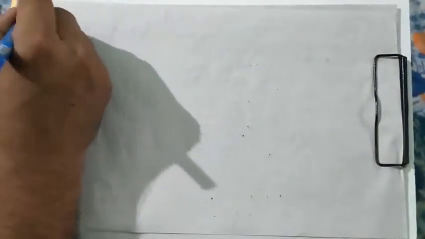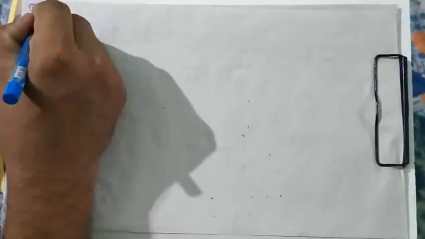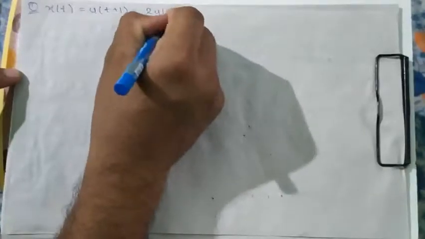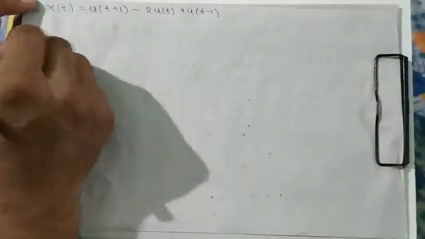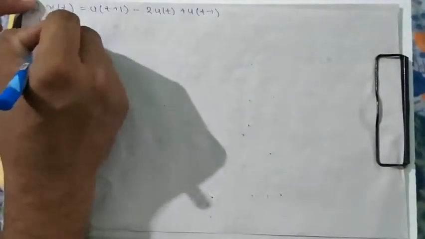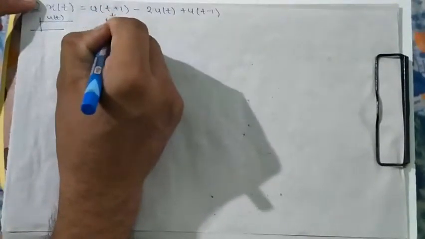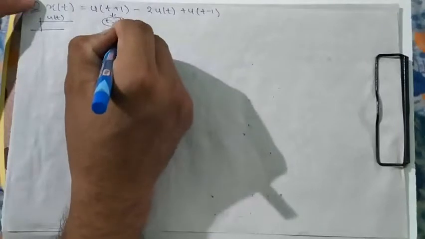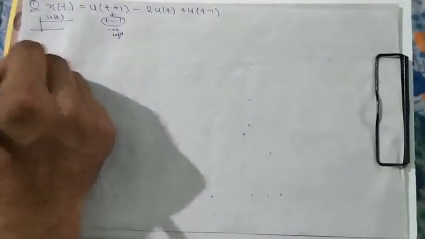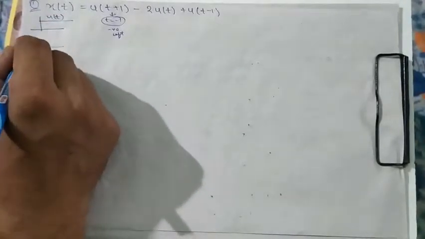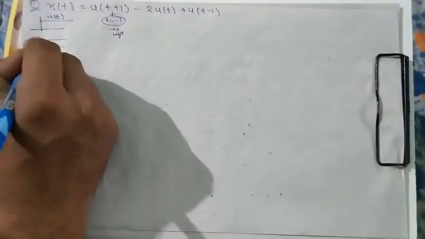Okay guys, see the next question, very interesting. So the question is x of t equals u of t plus 1 minus 2 u of t plus u of t minus 1. This is the question. Okay, u of t plus 1. You know that u of t is what? U of t plus 1, that means t equals -1 is negative. So negative means left shift. -1. Okay, this is 0.